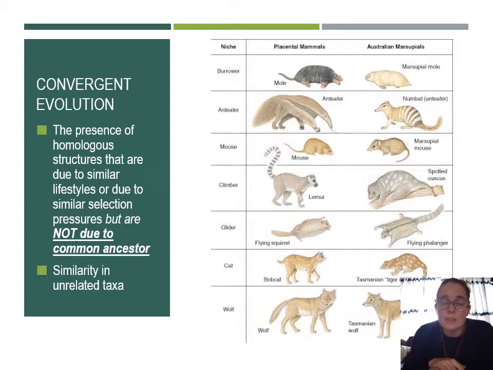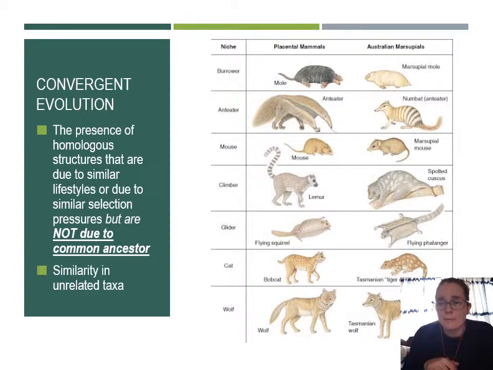Convergent evolution, so let's dive into this one a little bit more. Remembering these have no common ancestors, so it's not due to a common ancestor, but they may have homologous structures, so structures that are similar, or they might be able to do a similar job, so think the wings and all that type of stuff, but they are unrelated in terms of their taxonomy.